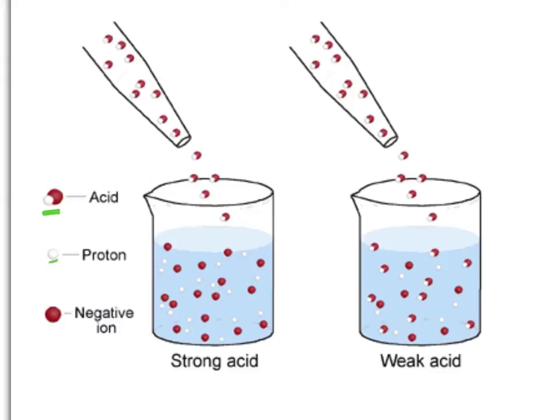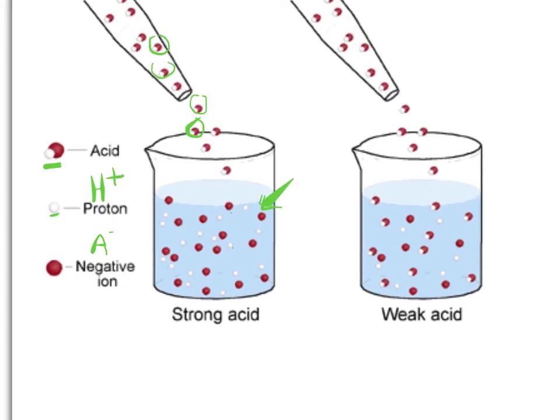The white sphere represents a proton, an H+, and the red sphere represents a negative ion, any negative. We'll just say A negative, anything. When the strong acid, the molecules are all starting together, is dropped into water, notice what happens to those molecules. In solution, none of those molecules are still together. The white protons and the red negative anions are all separated. Or the vocabulary word, we would say this solution is completely dissociated.